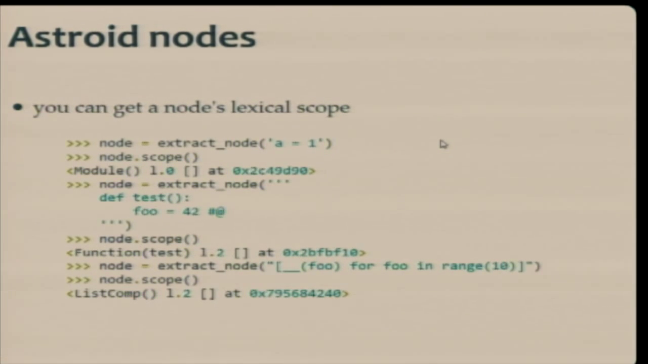For instance, in this particular case, the lexical scope of foo is the function where it is defined. And down there at the list comprehension, basically I'm doing foo for foo in range 10. And the scope of foo, at least on Python 3, is the list comprehension itself. So foo doesn't leak outside. Yeah, and Pylint can actually know this kind of stuff, and Asteroid.